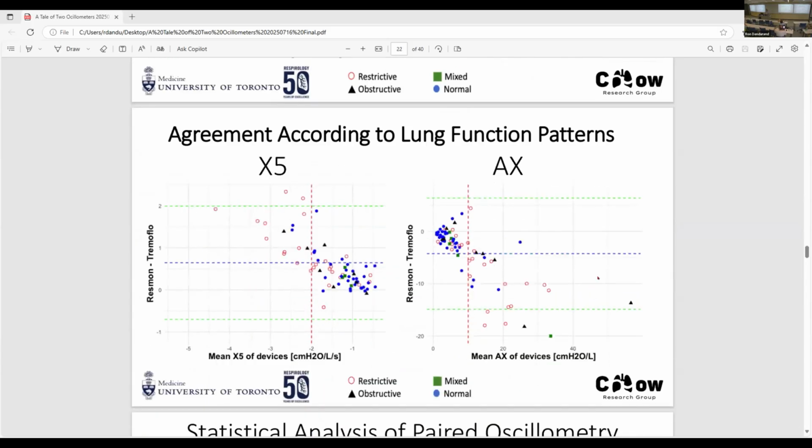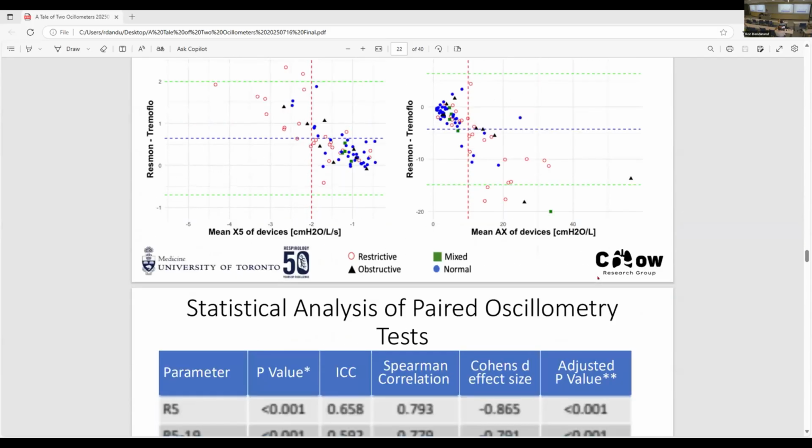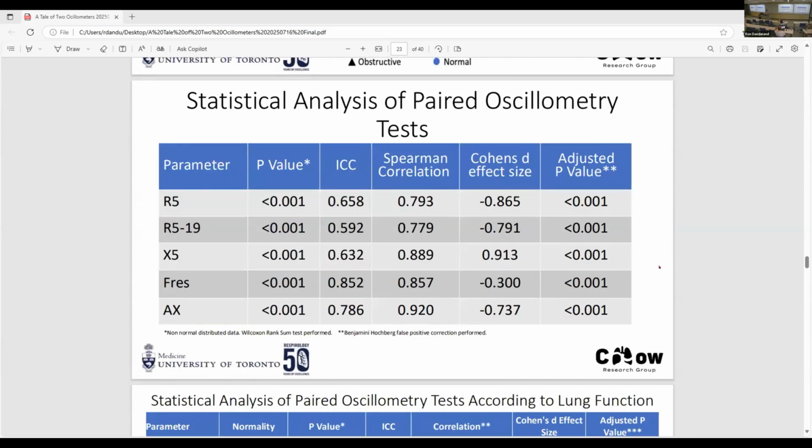And once again, the normal lung function cohort shows good agreement for many of the participants. In the statistical analysis, the data was found to be not normally distributed, and p-values were found to be less than 0.001. The intercorrelation coefficient was found to be moderate to high in all parameters of interest, indicating that there's good agreement between the two devices.